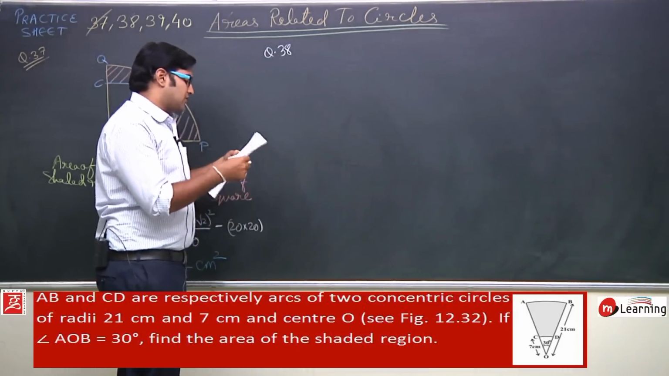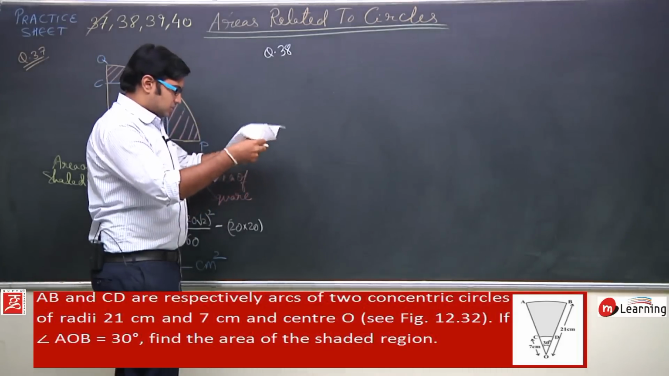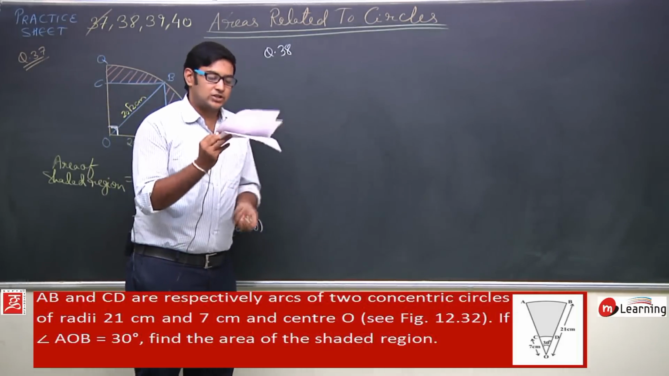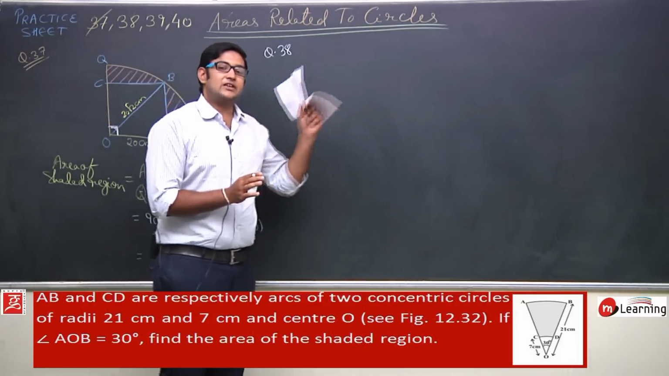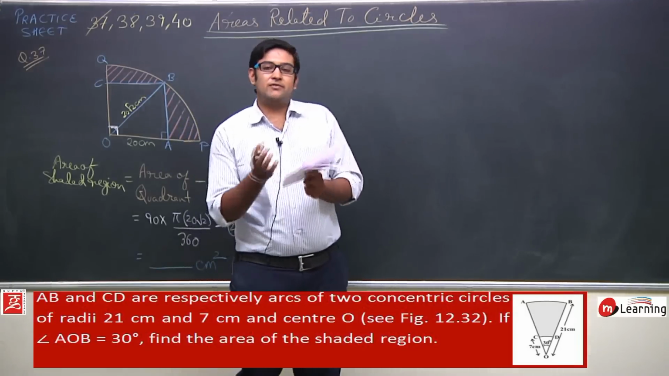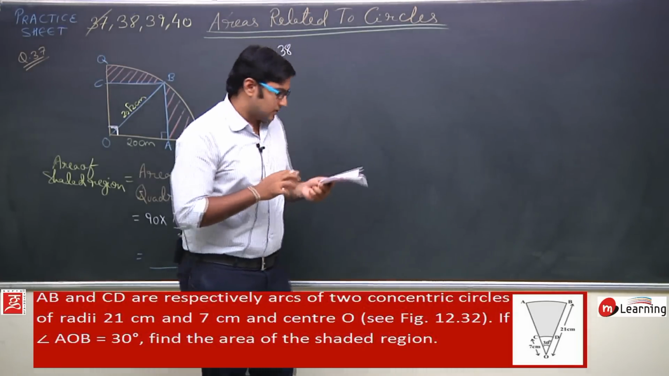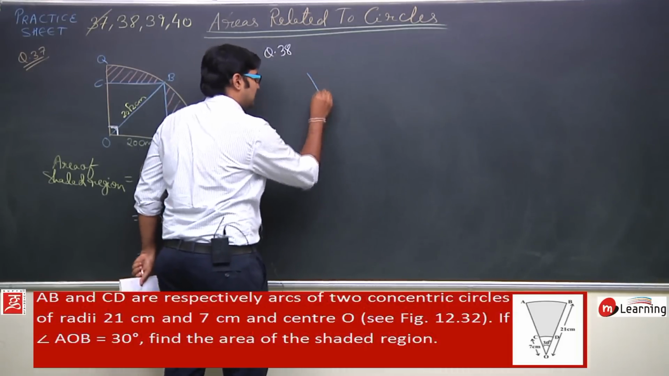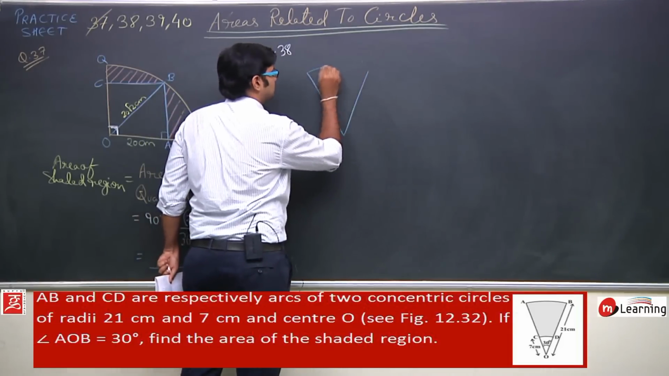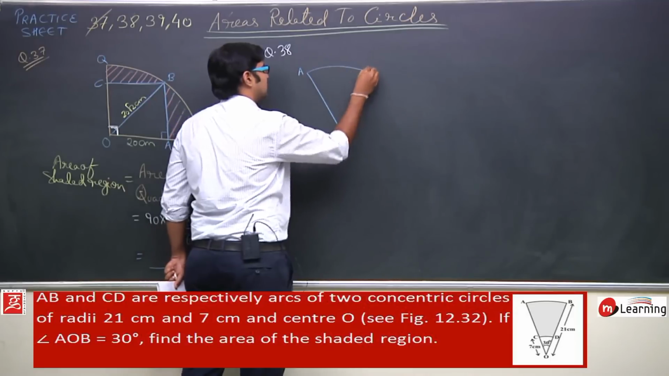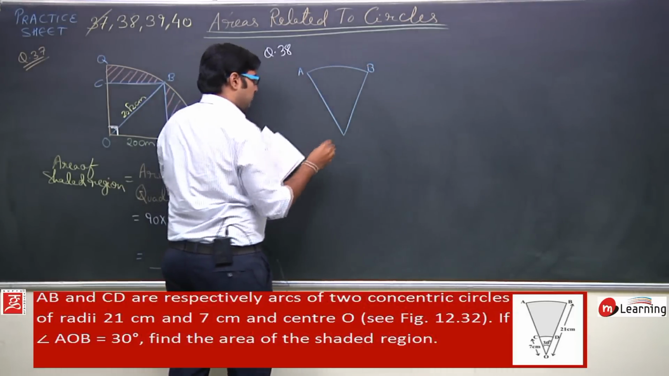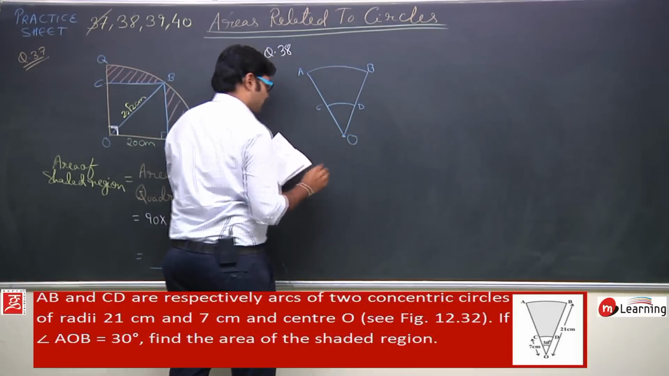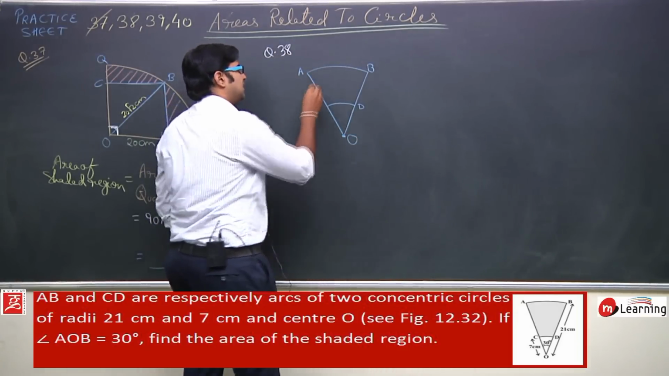This kind of question we have solved previously, that is question number 25. The 25th question is exactly similar to question number 38. The only difference is that there two circles were given, and now in this question we have only the arcs of the circles. So question number 38, the diagram is something like this. This is A, this is B, and this is C, D. This is the center O. And we have the shaded region as this one.